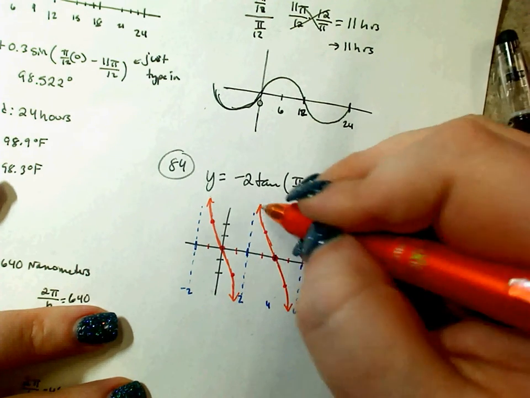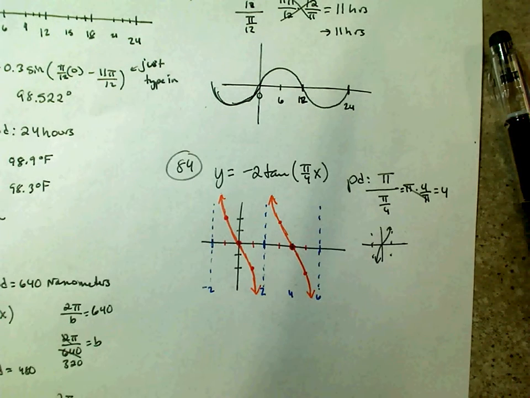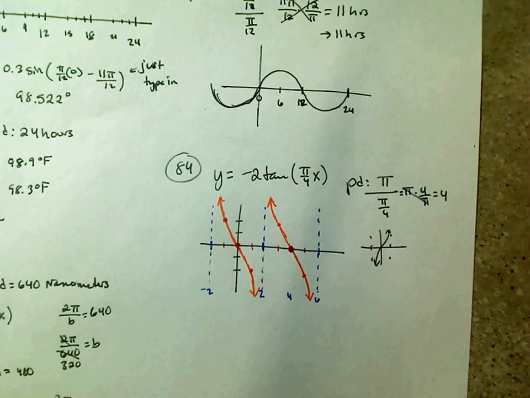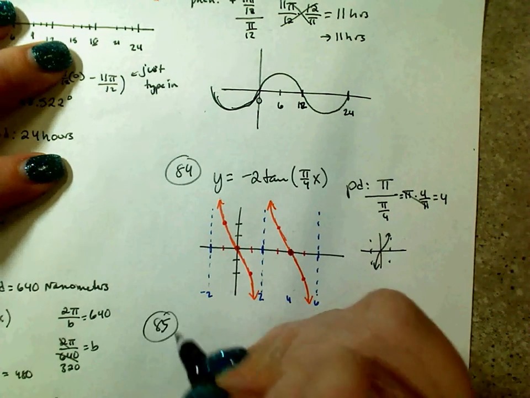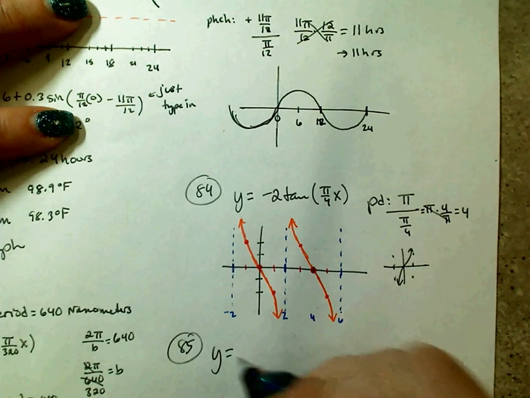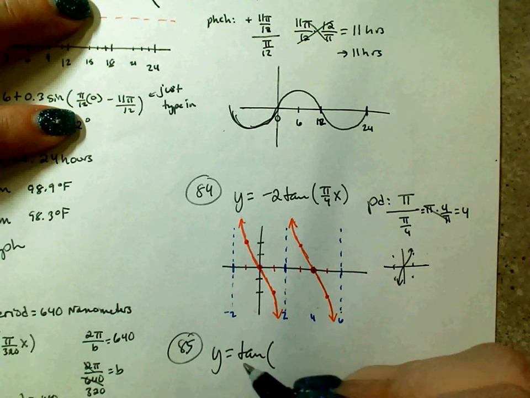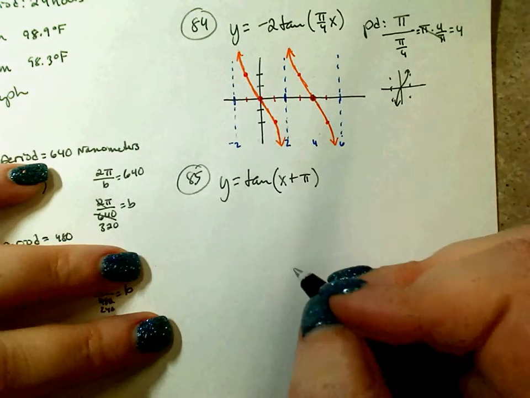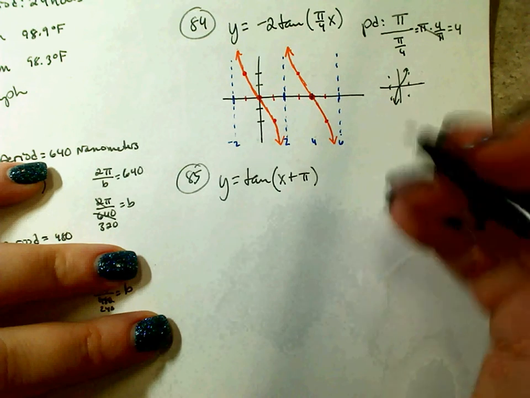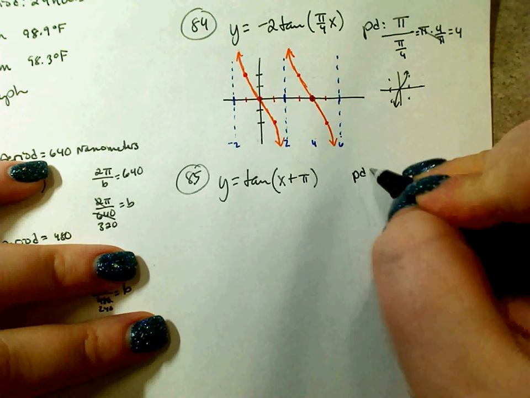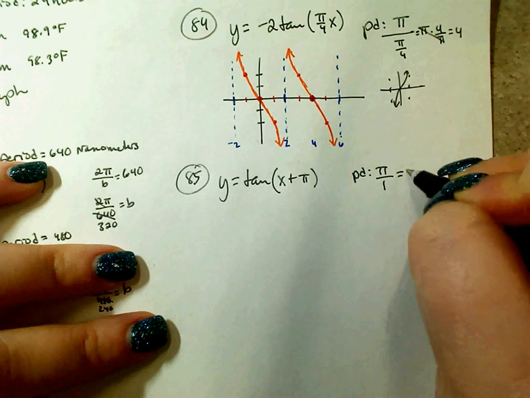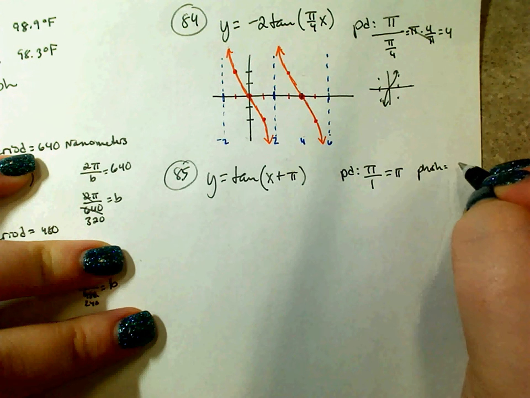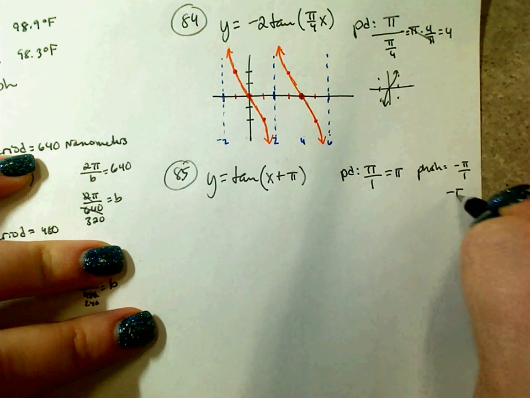Okay. So 85 is y equals tangent of x plus 5. So when you think about this right here, it's kind of a silly graph. Period is pi over b, which is just 1, so it's pi. Okay, and then the phase shift is -c over b, which is -pi over 1, which is just -pi. So the period is pi, and then I'm going to go left pi. You're literally going to go left the period.